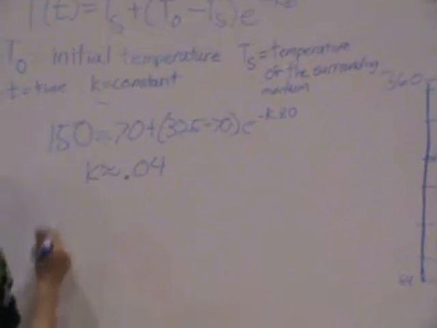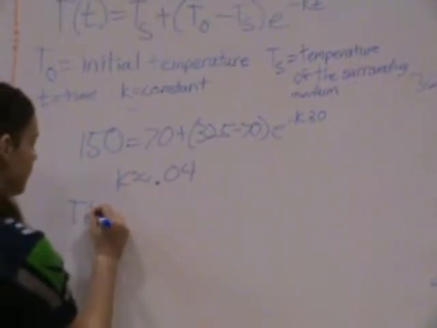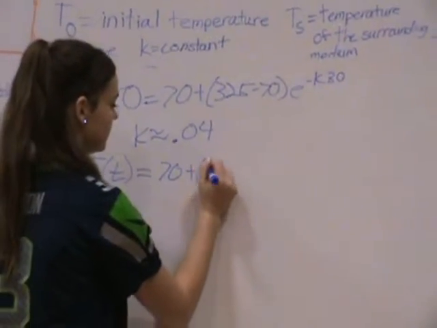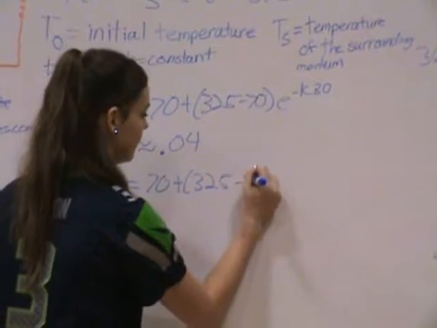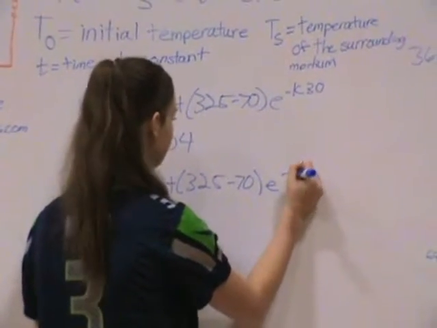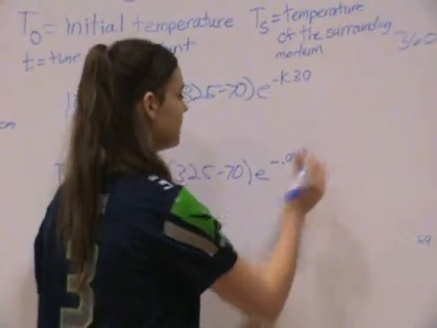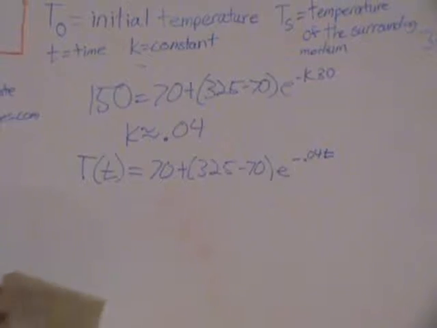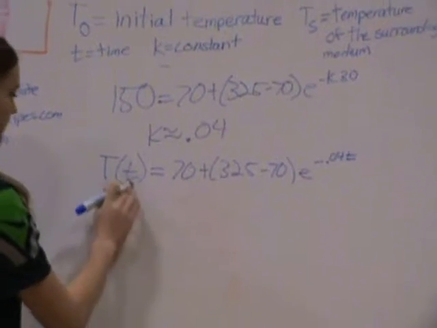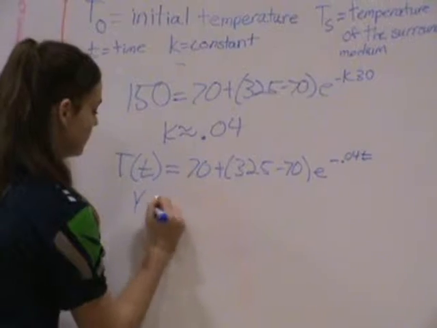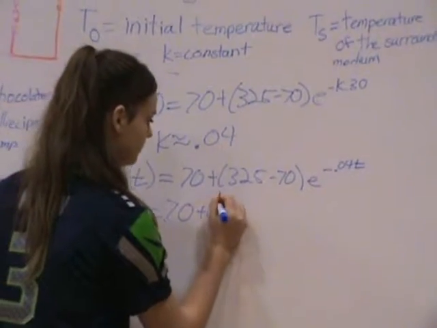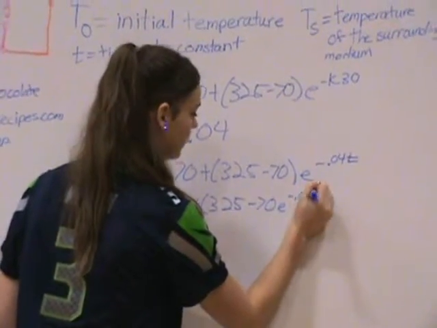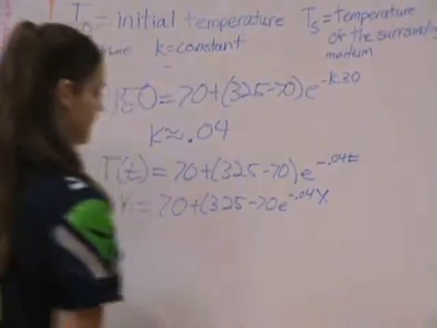So then you have to make an equation that you can put into your calculator to use. So you want to know the temperature would be 70 plus 325 minus 70 times e to the negative 0.04t. Because you can use this one to find the temperature after any time. And to put into your calculator, this would equal y. So you just write it out. And then the little t you would put into your calculator is x.